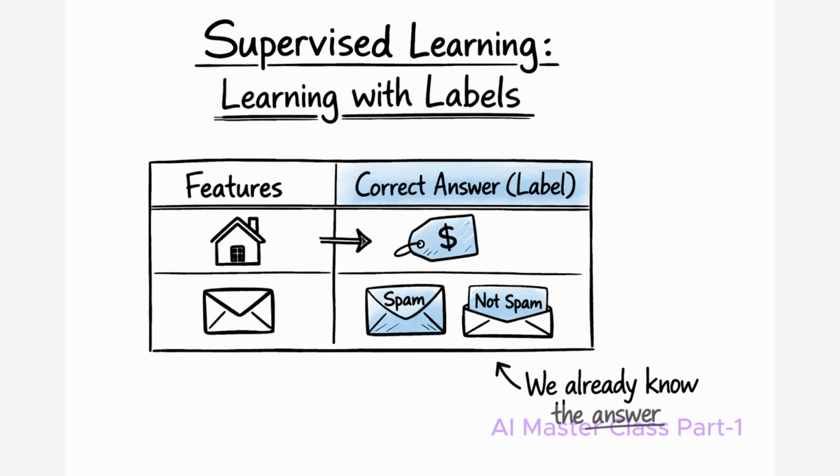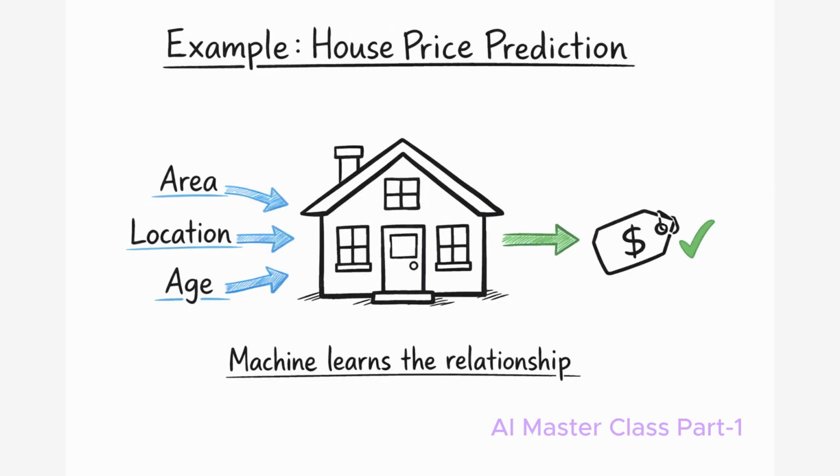For example, for a house price prediction, we will have area of the house, location, age of the building type of data under features, and the actual price as a label. We provide enough examples to the machine so that it can draw a pattern and understand how the price is changing based on its features. In a similar way, we can also train machines to predict if an email is spam or if a transaction is fraud or not. In supervised learning, the machine learns the relationship between input data and the output.